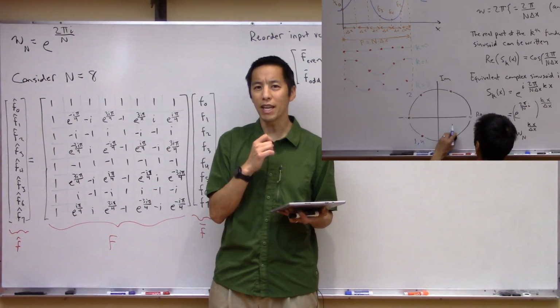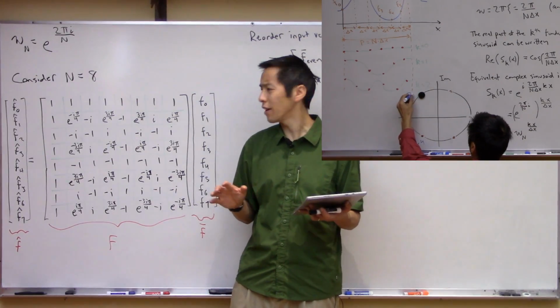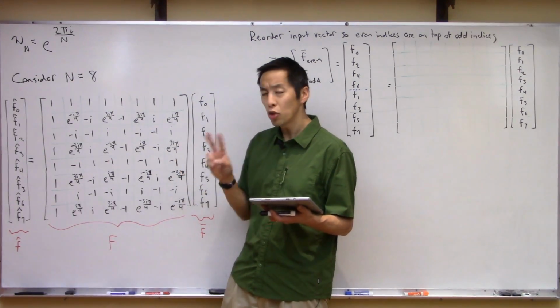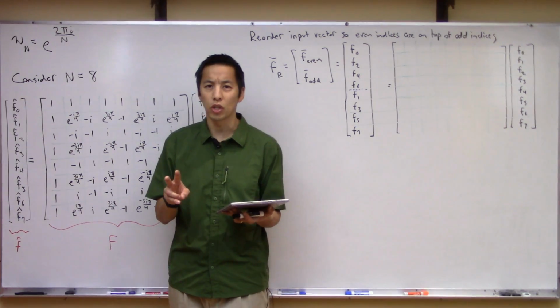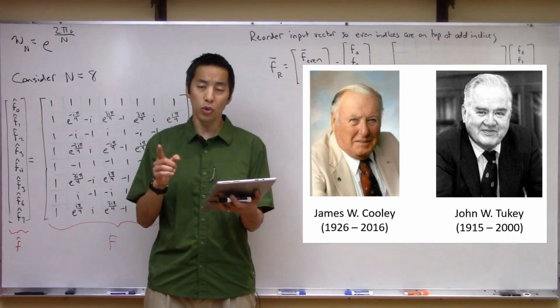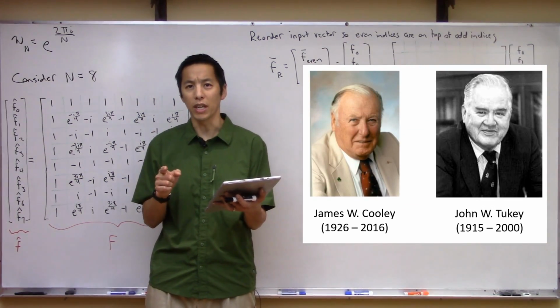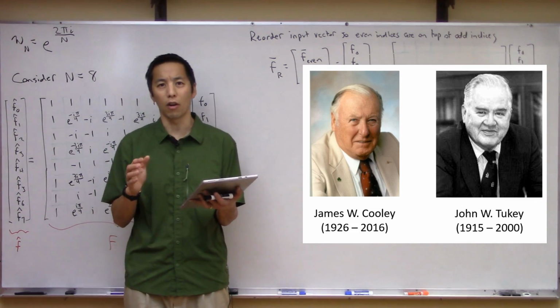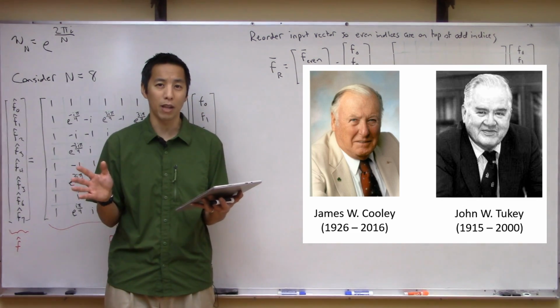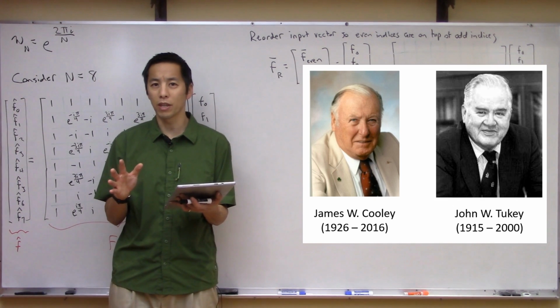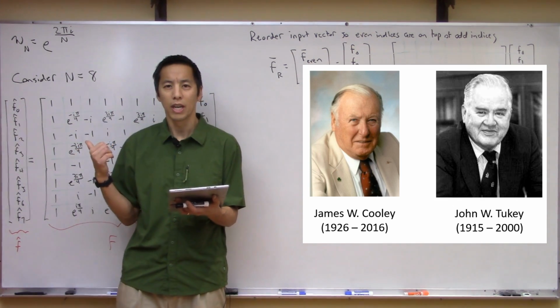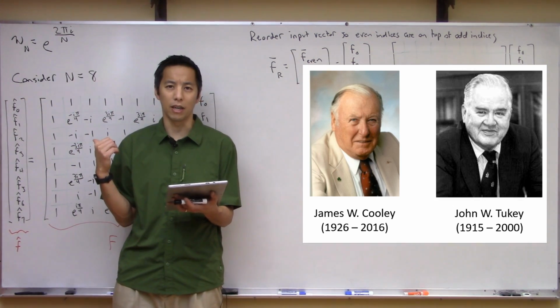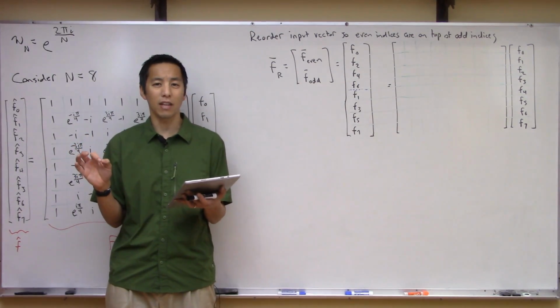So I think that's some of the insight that actually was realized by two really famous mathematicians, James Cooley and John Tukey. So these are their pictures. These are probably two of the more famous mathematicians because they made this realization that there's this structure in this DFT matrix. And in fact, you can actually even see that structure a little bit more.